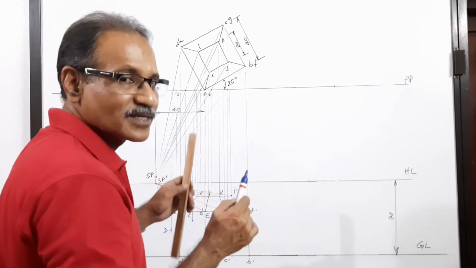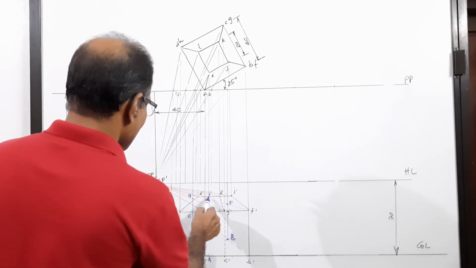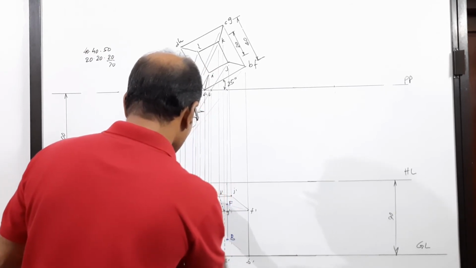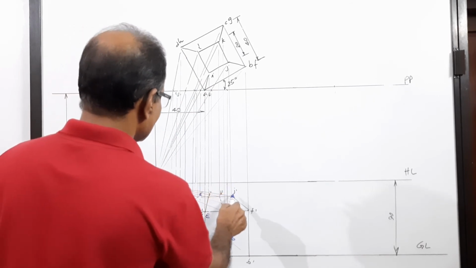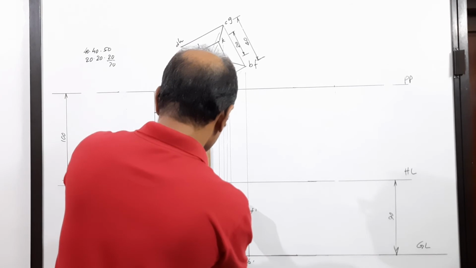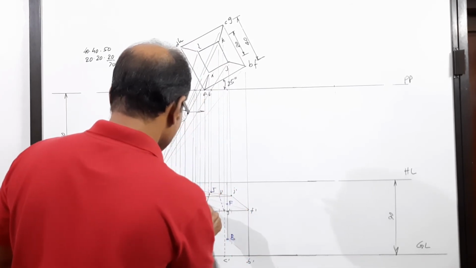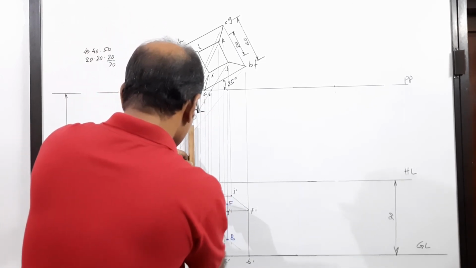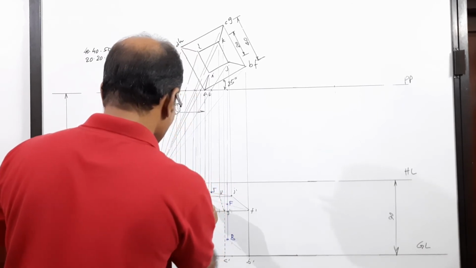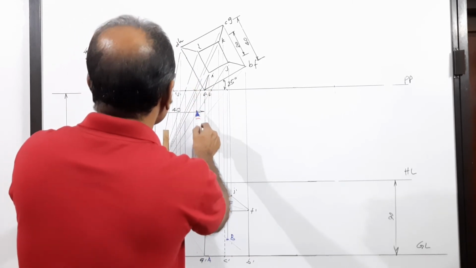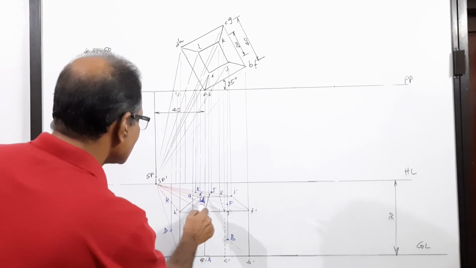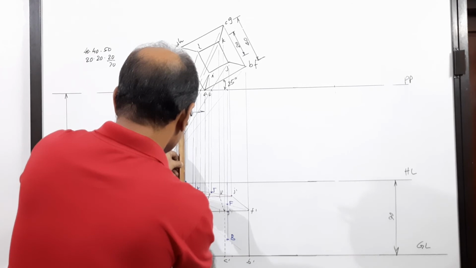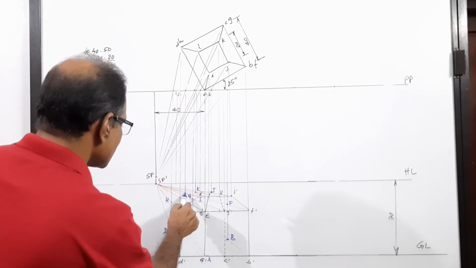Then the other small square. Let us find them. I, J, this is I, J, K. This is K, L. Where is L here? I, J, K, L. This is L. Where is the intercept of L? Intercept of L is here. L.